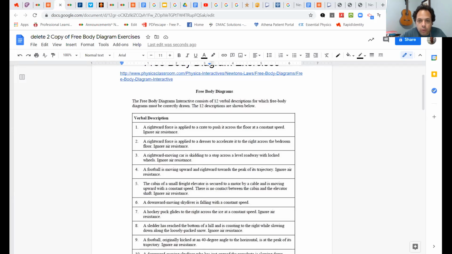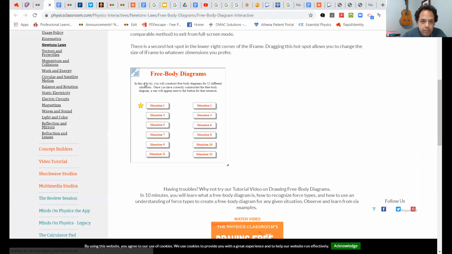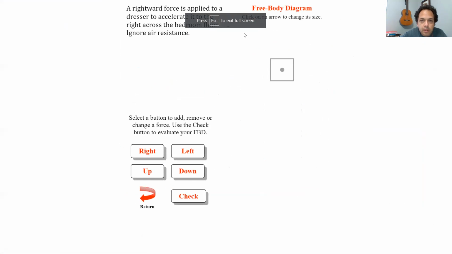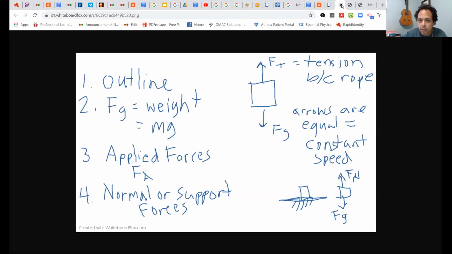All right, no questions. All right, let's do one more. Let's see what comes up. Let's pick situation 8. A rightward force is applied to a dresser, okay, so like a chest of drawers, right, to accelerate it to the right. Ignore air resistance, okay. So we're moving a dresser and it's accelerating to the right. So let's practice.